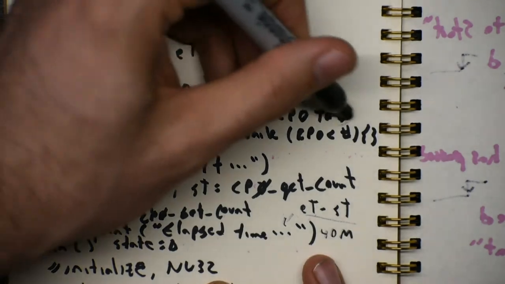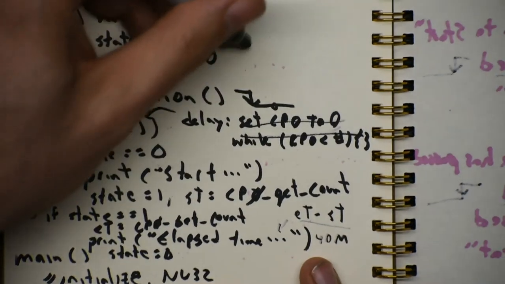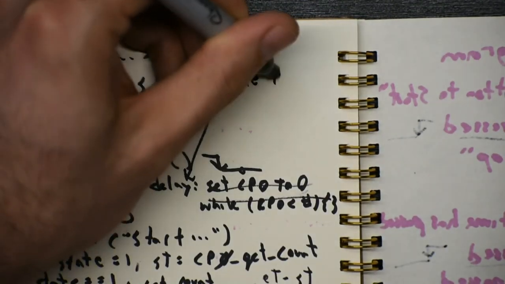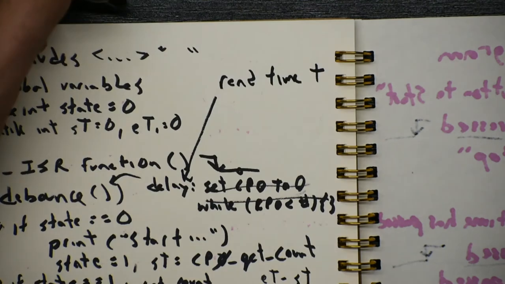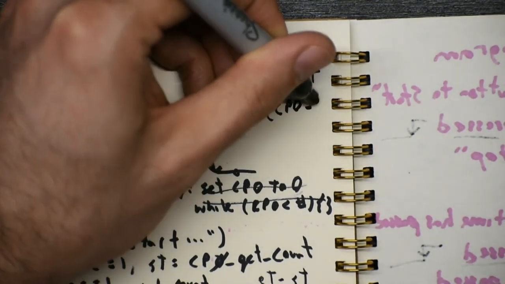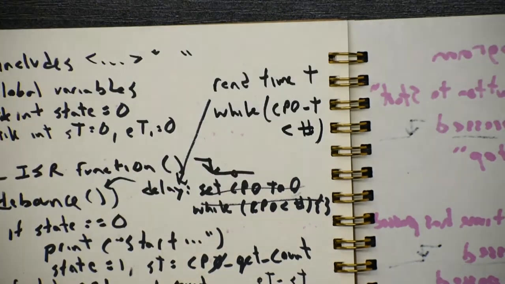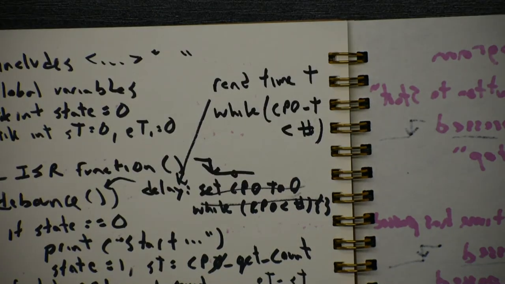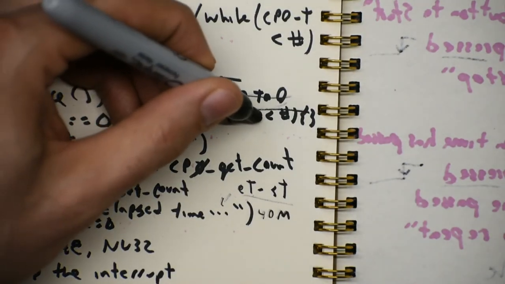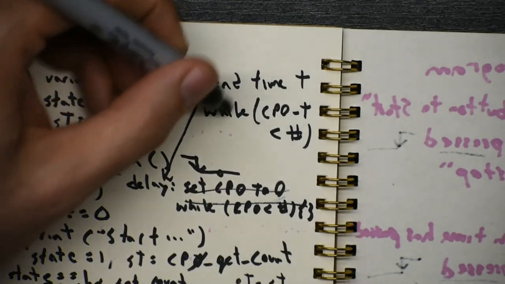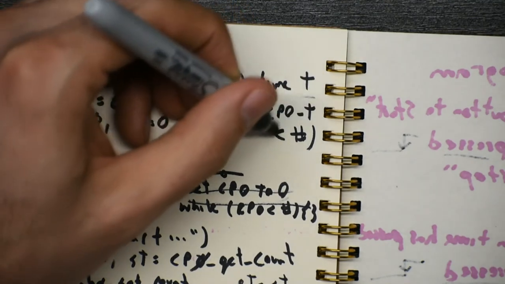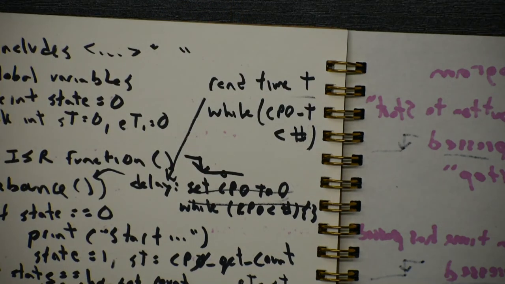So instead, our delay will change to, it's getting messy, but we're going to read the time and maybe put it into a variable called t, and then say while CP0 minus t is less than some number that represents the number of milliseconds we want to wait. What was implied before was that because we set the core timer to 0, we could say while CP0 minus 0 is less than some number. Now we say while the core timer minus this initial time is less than some number, we'll do nothing. And that will make our delay.